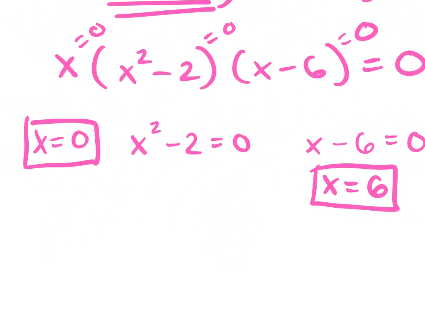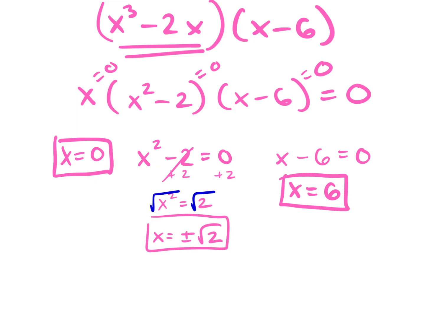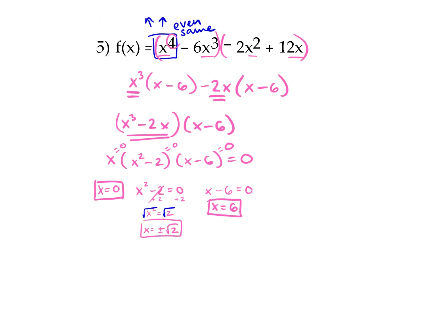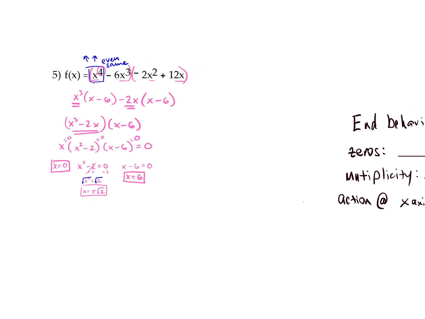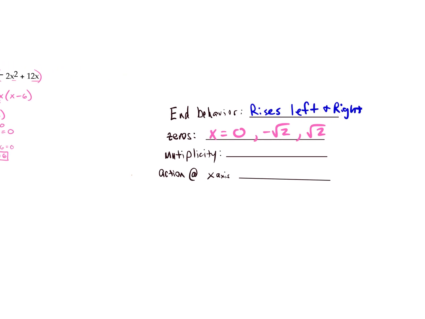Let's look at the middle one here. I'm going to add 2 to both sides. So x squared equals 2. What should we do next? Square root both sides. So what does x equal? Plus or minus square root 2. So this gives us our 4 answers here. We knew we were going to have 4 from the start because it was an x to the 4th power graph. So our zeros are going to be 0, negative square root 2, positive square root 2, and 6.